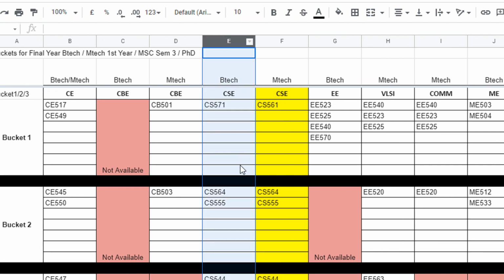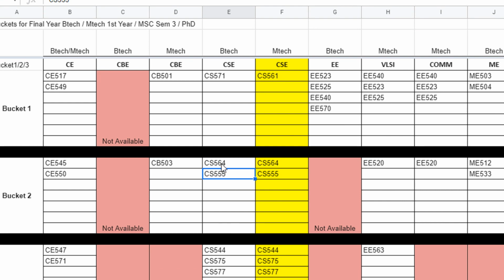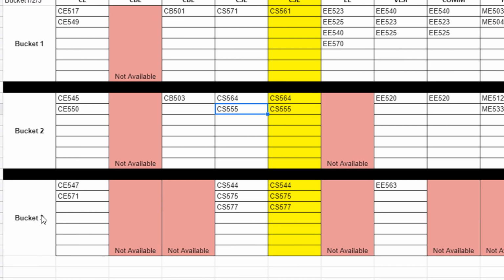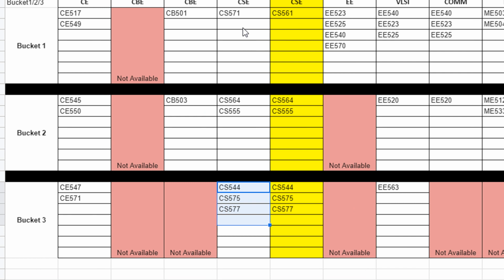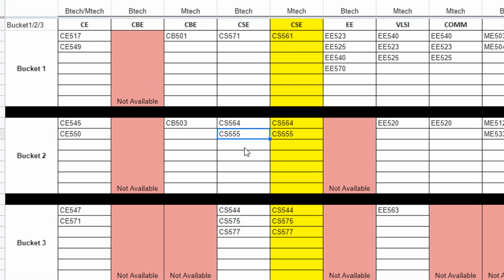Now similarly, what happens in the second bucket? There are two subjects, CS 564 and CS 555. You can choose any one amongst the two, even if you like both subjects, but you can choose only one subject among the two. One bucket, one subject. Similarly, in bucket 3 you have 3 alternatives, and again you can choose one subject. You may choose this subject, this subject, or this subject. This will work for every department across all the streams.